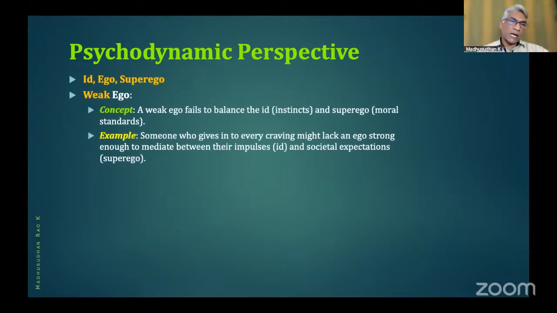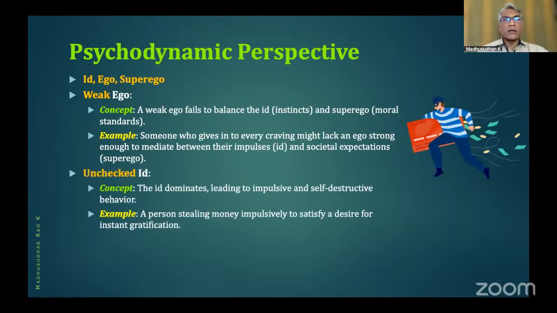So pay attention, this is very important. Id, ego, superego. Weak ego. What does it mean? A weak ego fails to balance the id, that is the instincts, and superego, moral standards. So let us try to understand with an example. Someone who gives into every craving might lack an ego. Whatever they see or hear, immediately they want it. An ego strong enough to mediate between their impulses, that is id, and societal expectations. So with a weak ego, automatically it is very difficult for him to control anything, right?